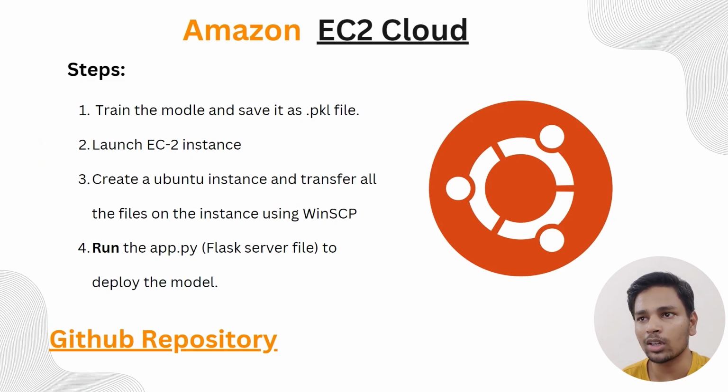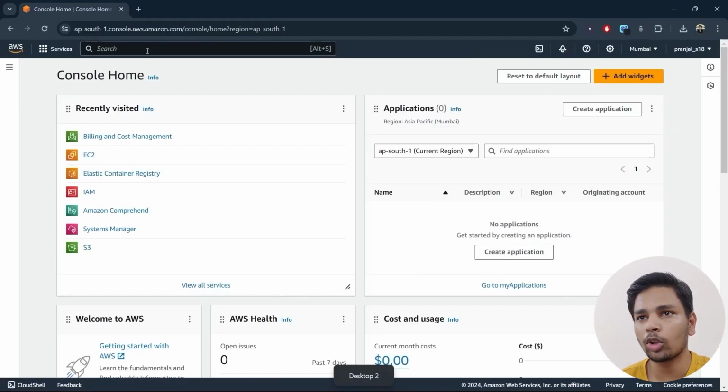First, we will train our model and save it as a .pkl file. Then we will launch an EC2 instance. Then we will create an Ubuntu version 22.04, which is the latest version, and transfer all the files on it. Then we will run our app.py file, and all this code is in this GitHub repository mentioned here. Now let us look into the deployment.